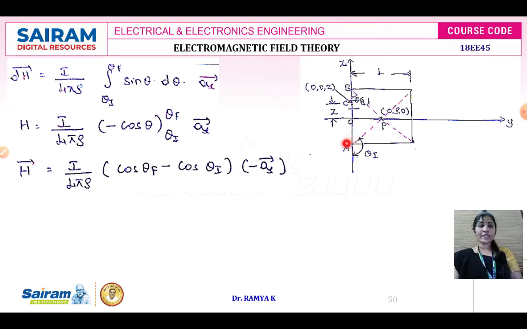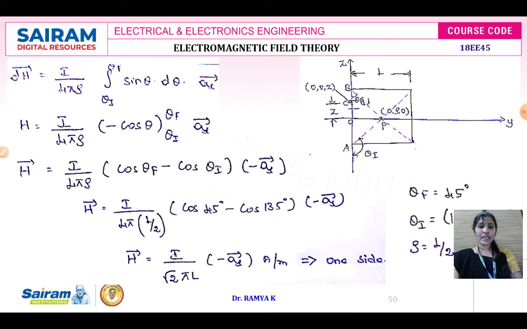Now we need to identify the magnetic field intensity of a square. That is, we need to derive the expression for the magnetic field intensity for a square. A square has 4 sides, and all the sides have equal length. So if you multiply one side's magnetic field intensity by 4, we will get the magnetic field intensity as I divided by 2 pi L into minus ax.